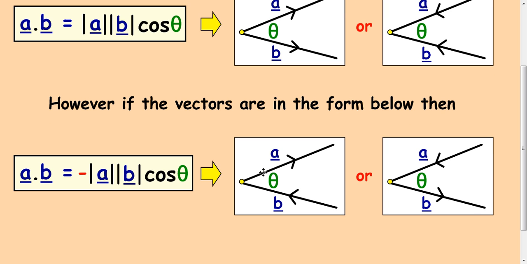If we have this situation where a vector is pointing out and one's going in, or one's going in and one's going out, we have to reverse the direction of one of the vectors, i.e. make it negative. So the formula stays the same but has a negative in front of it. That will not be in the formula sheet.